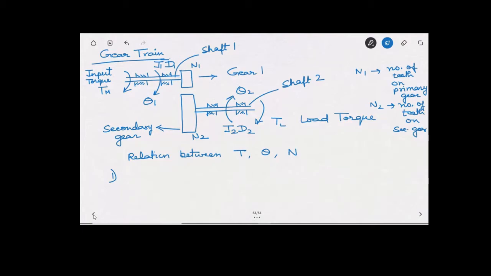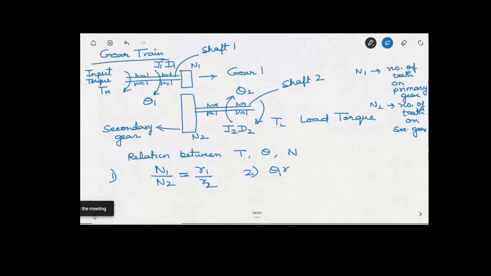Number of teeth on the surface of the gear is proportional to the radius of the gear, where R1 is the radius of the first gear and R2 is the radius of the second gear. This is the first assumption. The second assumption is that the distance traveled along the surface of each gear is the same.